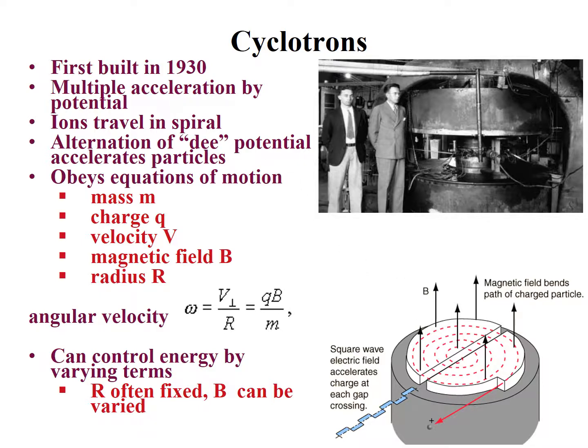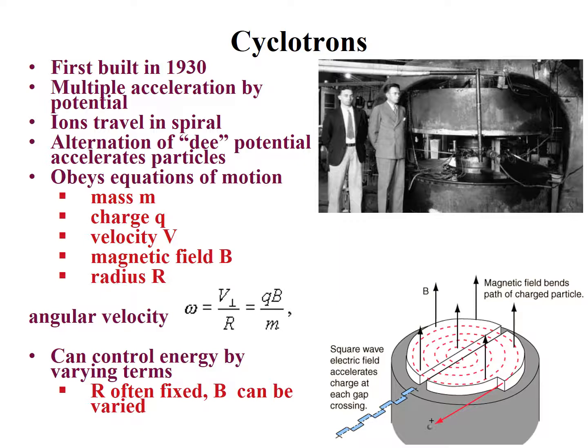As the ions enter this path, as they gain in velocity, they move further out. Gaining in velocity means they gain in energy. When they reach the end of the path, they can be ejected, put into a beam, and that beam used for experiments. The equations that drive the behavior of the ions are shown here, and it's a function of mass, charge, velocity, magnetic field, radius.